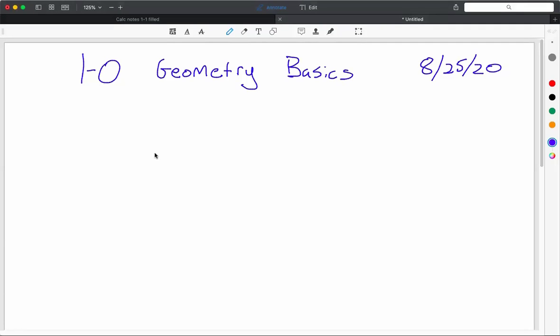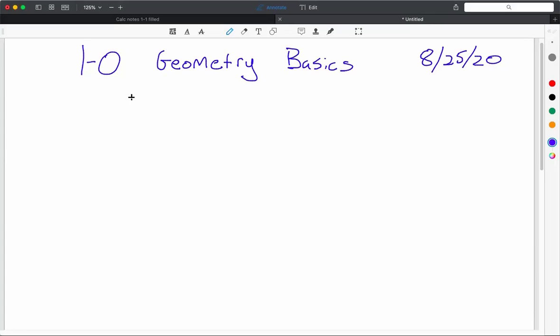So, welcome to Geometry 1-0 Geometry Basics. Obviously, I'm very prepared by writing this all by hand. Let's begin. So, a few things that you need to know. I should probably have Cornell notes ready to go.